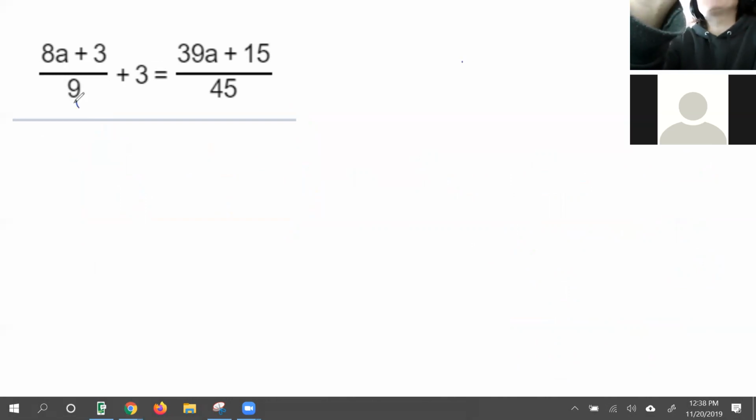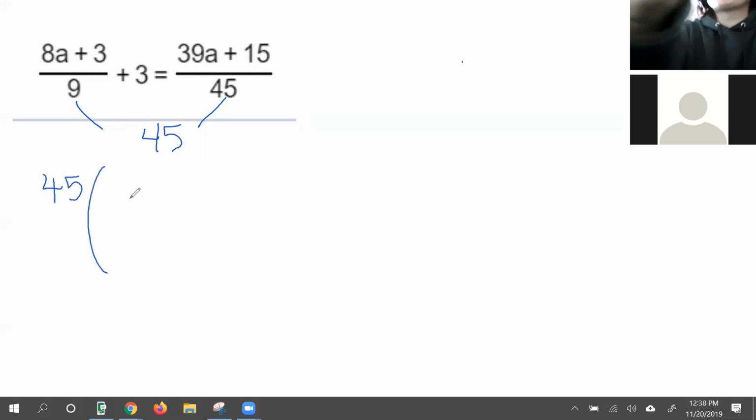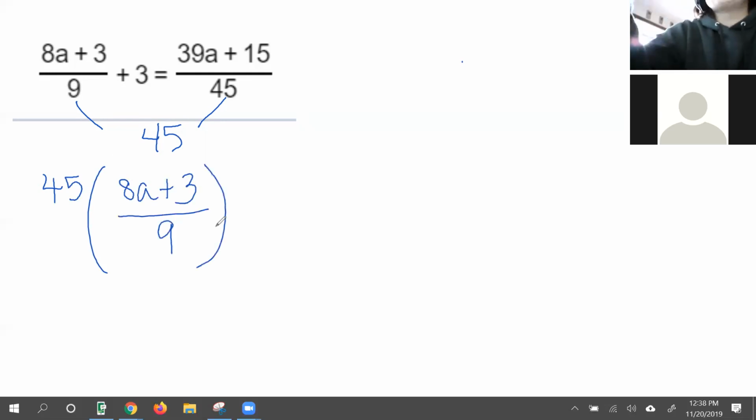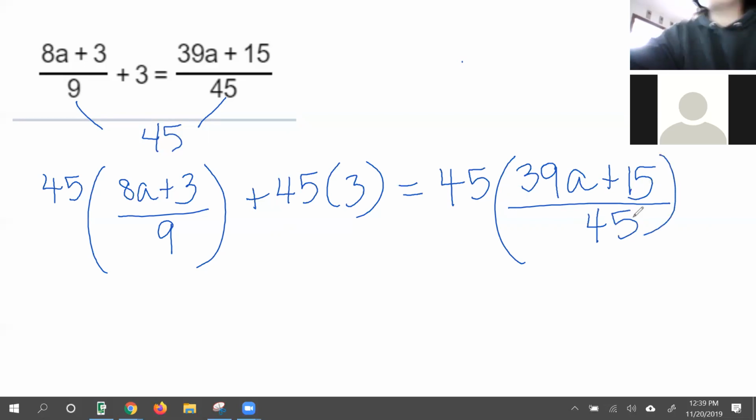So a common denominator between 9 and 45 would be 45. It is possible to get both of them equal to 45. So I'm going to multiply 45 times my first term. And then I'm going to multiply 45 times my second term. And then 45 times my third term. And now what's awesome is I don't even technically have to actually do the multiplication and distribute. I can just kind of visualize what's happening here, okay?